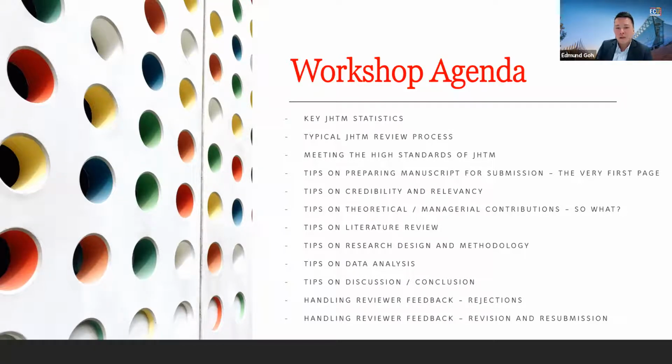I'll give you some background about JHTM, the typical review process, and the high standards of JHTM, and then we go into some tips about the different sections of a manuscript for JHTM. And then more importantly, towards the end, it's about how we handle reviewer feedback. I think that's something we are all very interested in, and something that some of us don't manage too well. I'll share some of my experience as a researcher and as an associate editor, and we'll have some fun there.